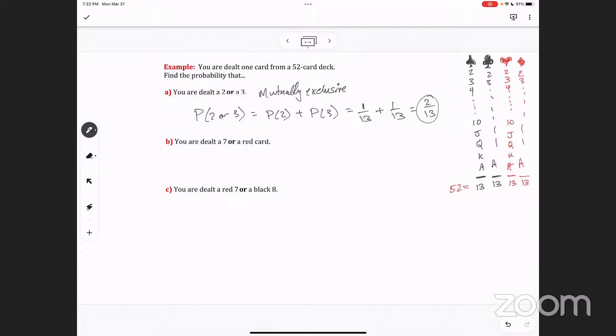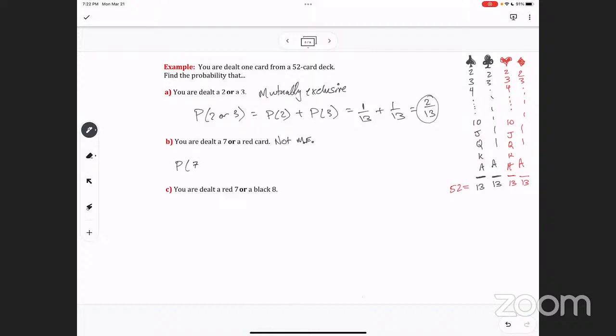So now this one is harder. You are dealt a 7 or a red card. So these are not mutually exclusive. I'm going to say ME for mutually exclusive. They're not ME. Why? Because you could get a 7 that's a red card, that's a red 7. And you don't want to count that twice. So how do you do this?